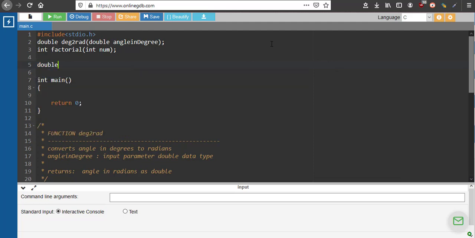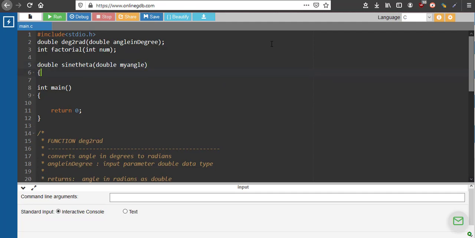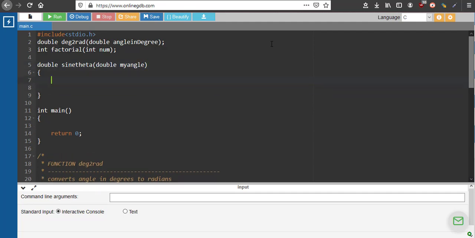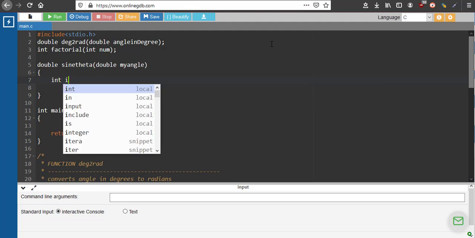So let's say double sine, let us say sine of degree, or maybe let's just write sine theta, of let's say double my angle, right? Now let's say I'll declare a variable int i.